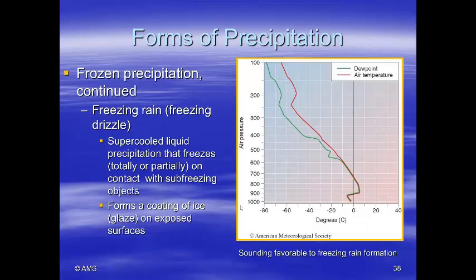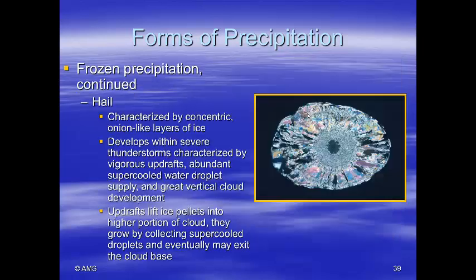So when we look at freezing rain, we have supercooled liquid precipitation that freezes totally or partially when it comes in contact with a frozen surface. So what we see here is the dew point and the air temperature. The air temperature is in red and the dew point is in green. And what you see is when it gets really close to the Earth's surface, the temperature has dropped below 0 and we'll get freezing rain.